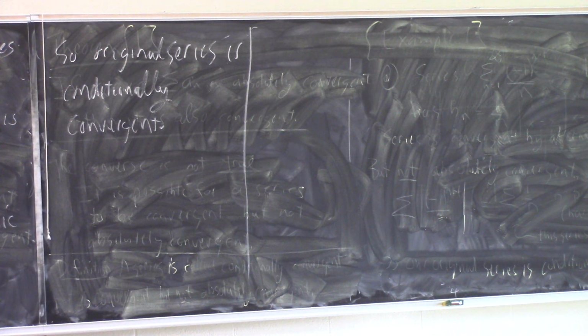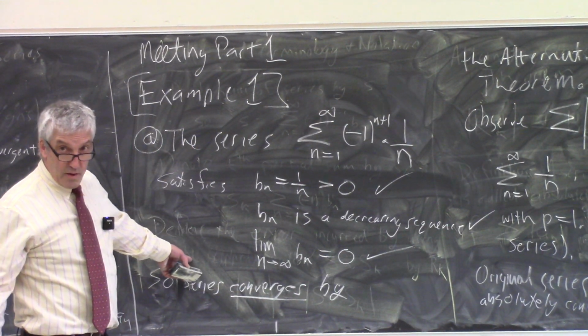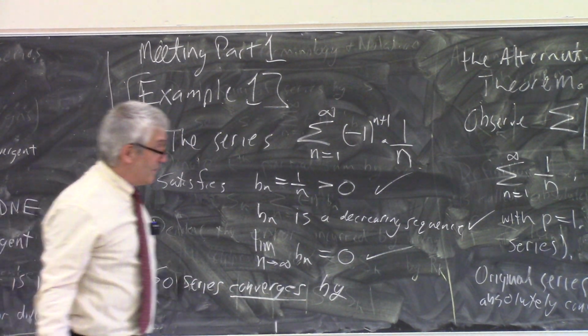So question, and notice, we proved this series was convergent because we used the alternating series theorem. We had to check these requirements, and then we used the theorem to say the thing converges.